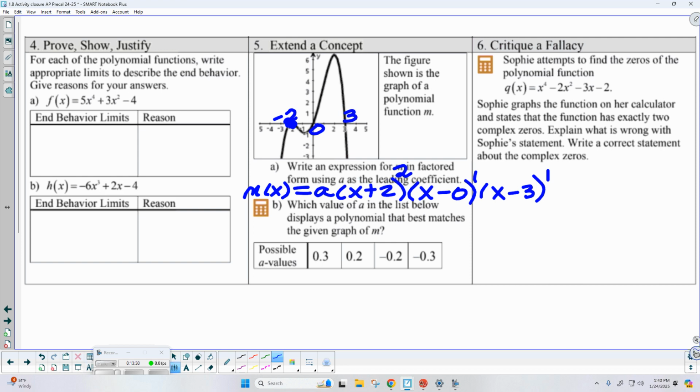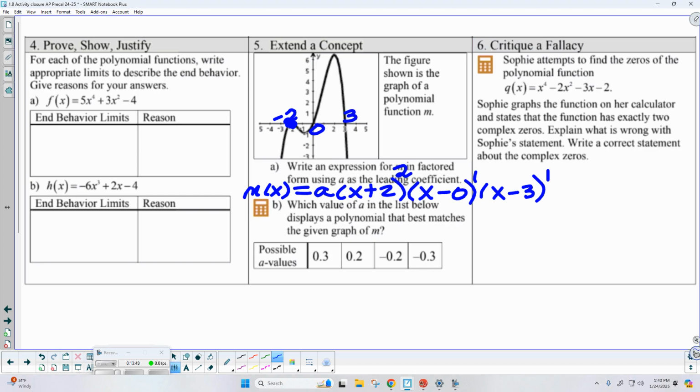How many people got that? Yeah. Could you just write a times x and then the x plus 2? Oh, ax and then x plus 2, x minus 3? Perfect. Perfect. Okay. All right. How many people got that one right? Okay. Does it make sense?